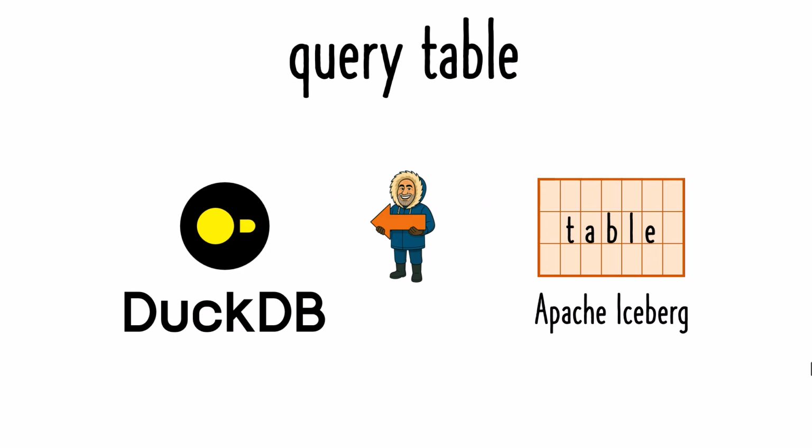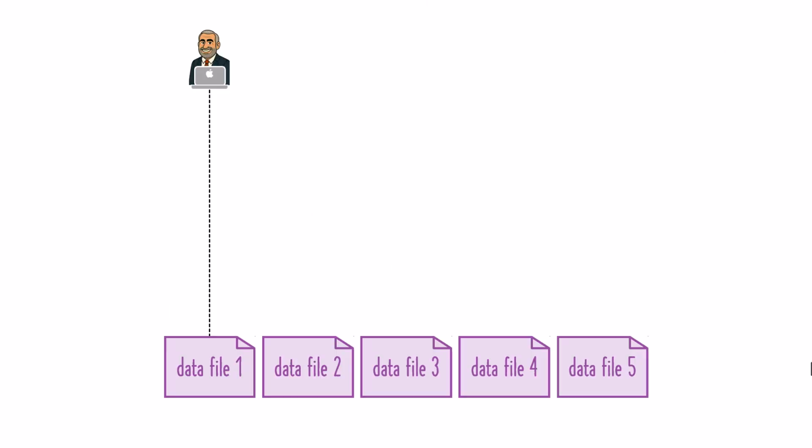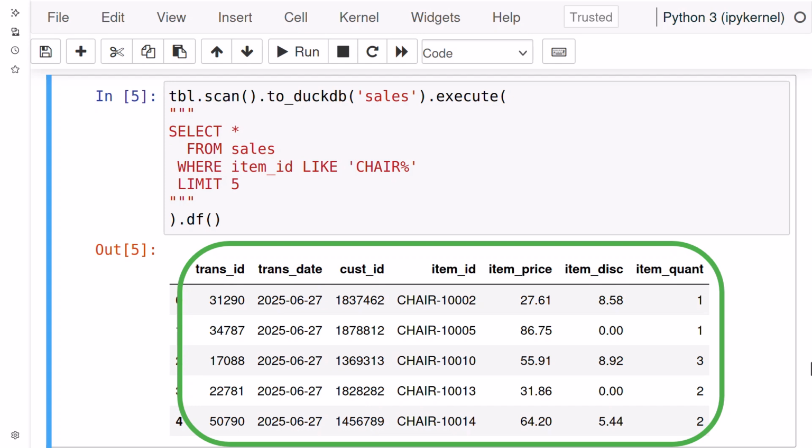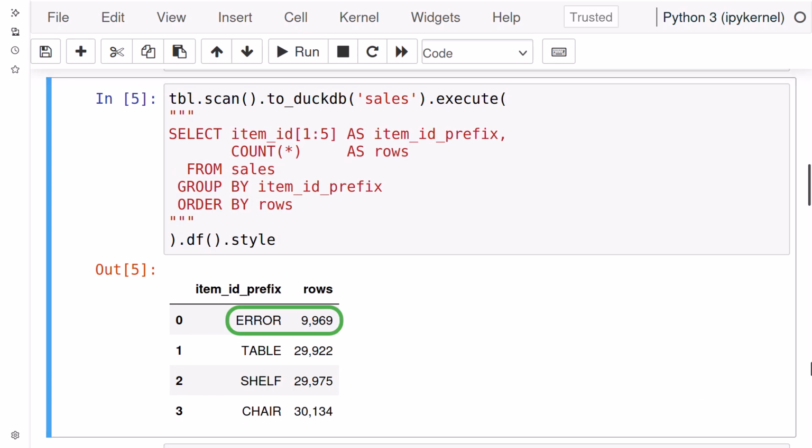I use DuckDB to query my table. You never interact with a table at the file level. You use a query engine that treats your snapshot of files as a single table. Here's a simple query to see what my rows look like. I counted rows by my hidden partition and saw that 10% of them are errors.